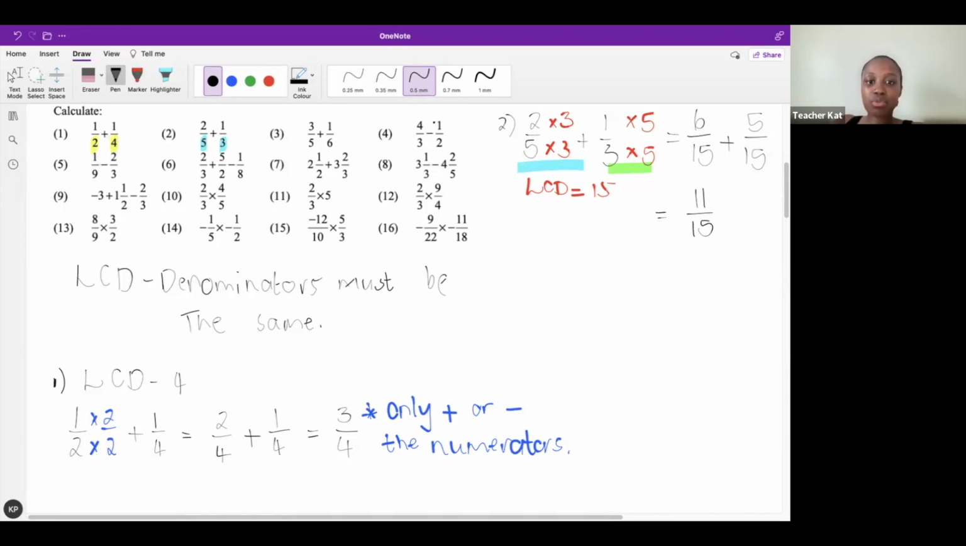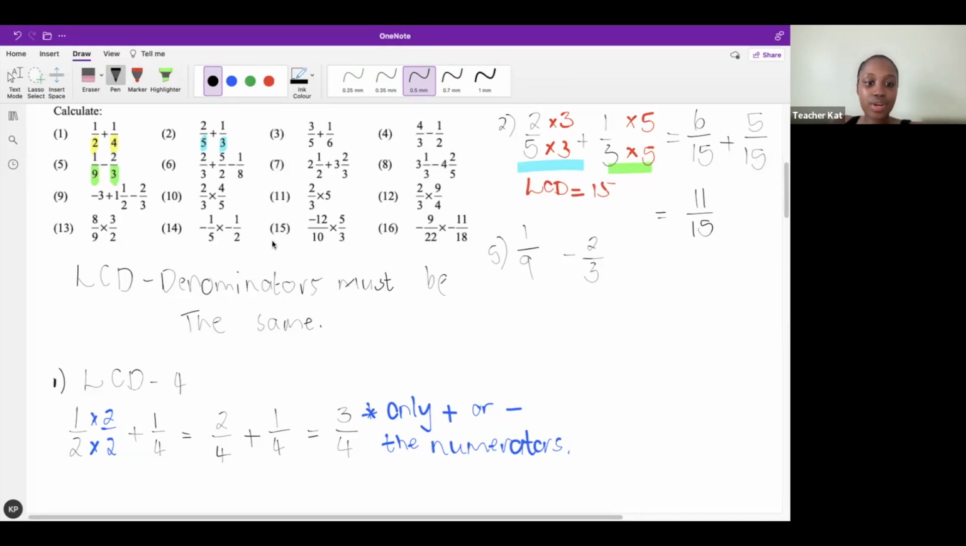Now I'm going to skip to 4 because that is subtraction. Actually, let's do number 5. Number 5 is subtraction, and we have denominators of 9 and 3. So my LCD for number 5 is what? We have 1 over 9 and 2 over 3. Okay, Bohlale says our LCD is 3.